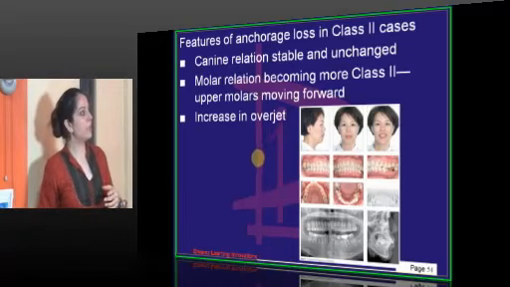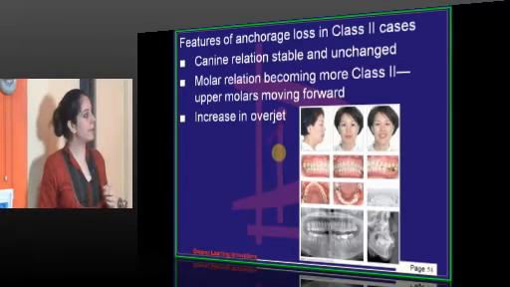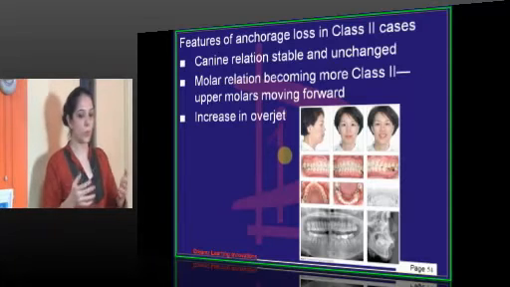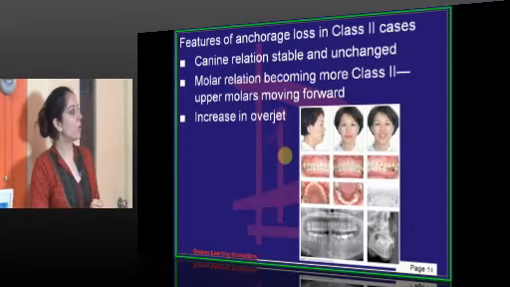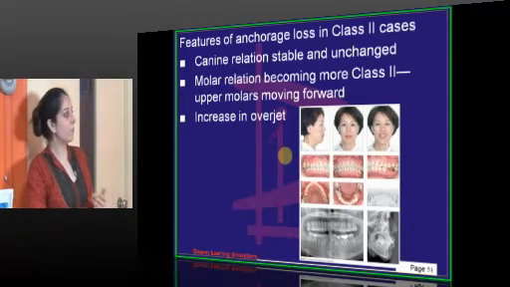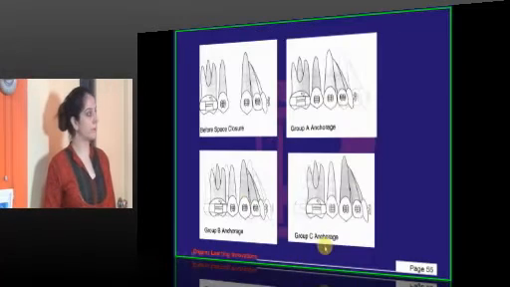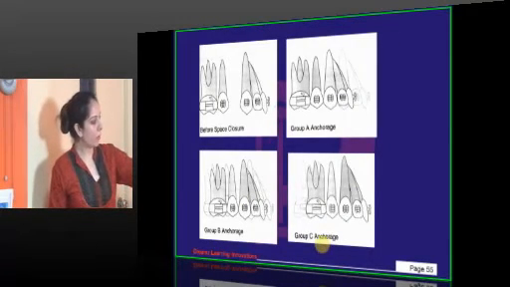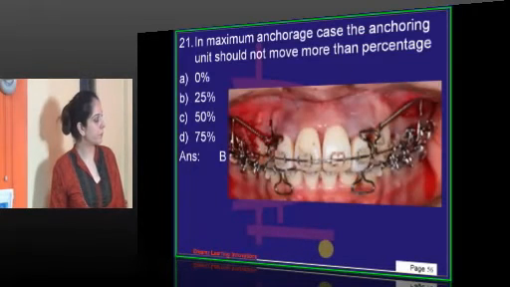So what are the features of anchorage loss in these cases? The canine relation is stable and unchanged, although it should actually be moving back. The molar relation becomes more class 2 and there is an increase in the overjet. We'll talk about group A, group B and group C anchorage also. I'll just come to that.